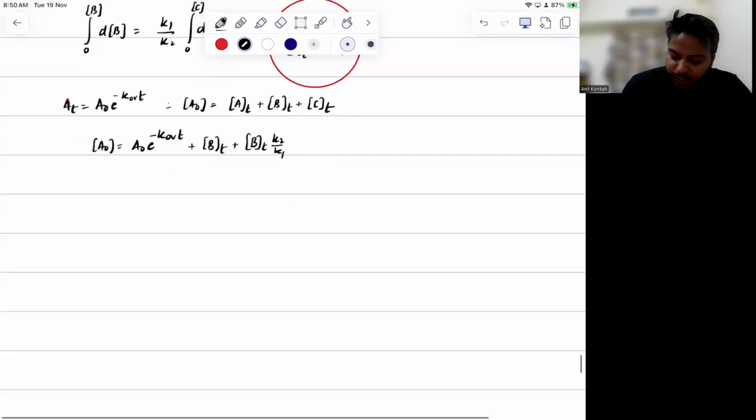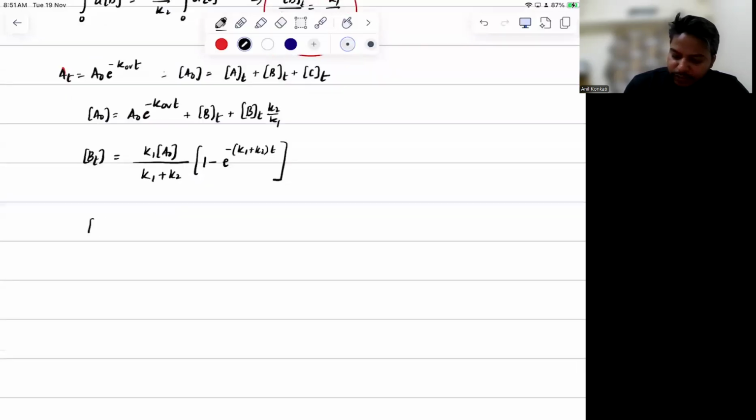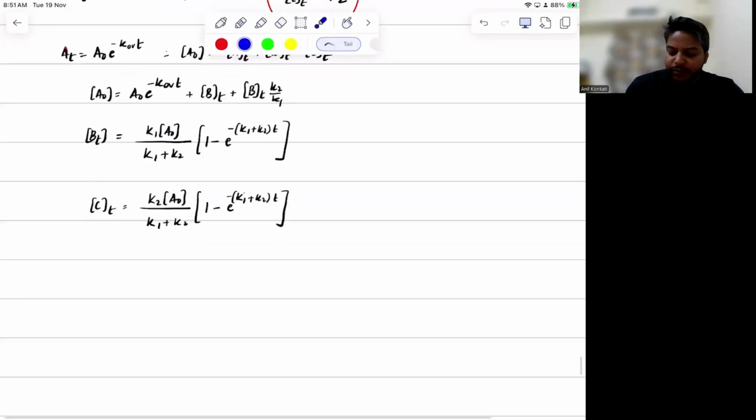So you can notice that Bt, if you solve it, will come out to be K1 A naught upon K1 plus K2, into 1 minus e raised to the power of minus (K1 plus K2) t. This is the Bt value. And the Ct value will be equal to K2 A naught upon K1 plus K2, into 1 minus e raised to the power of minus (K1 plus K2) t. Got it? So the values are exactly the same, except here it will be K1 and here it will be K2 for the Bt value.